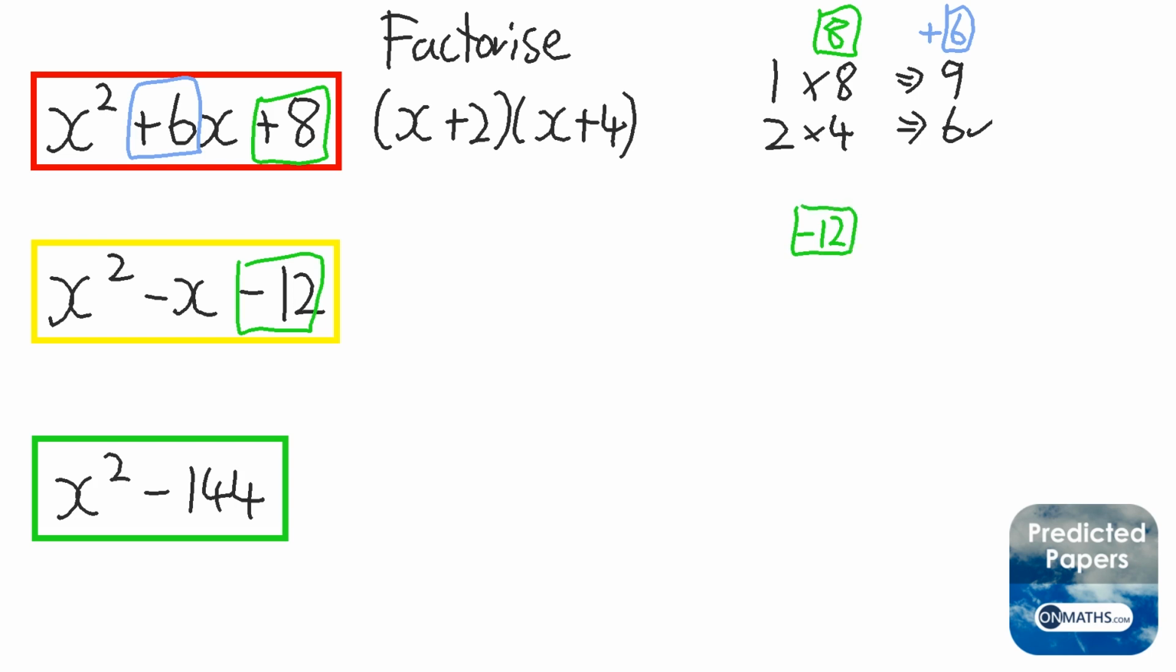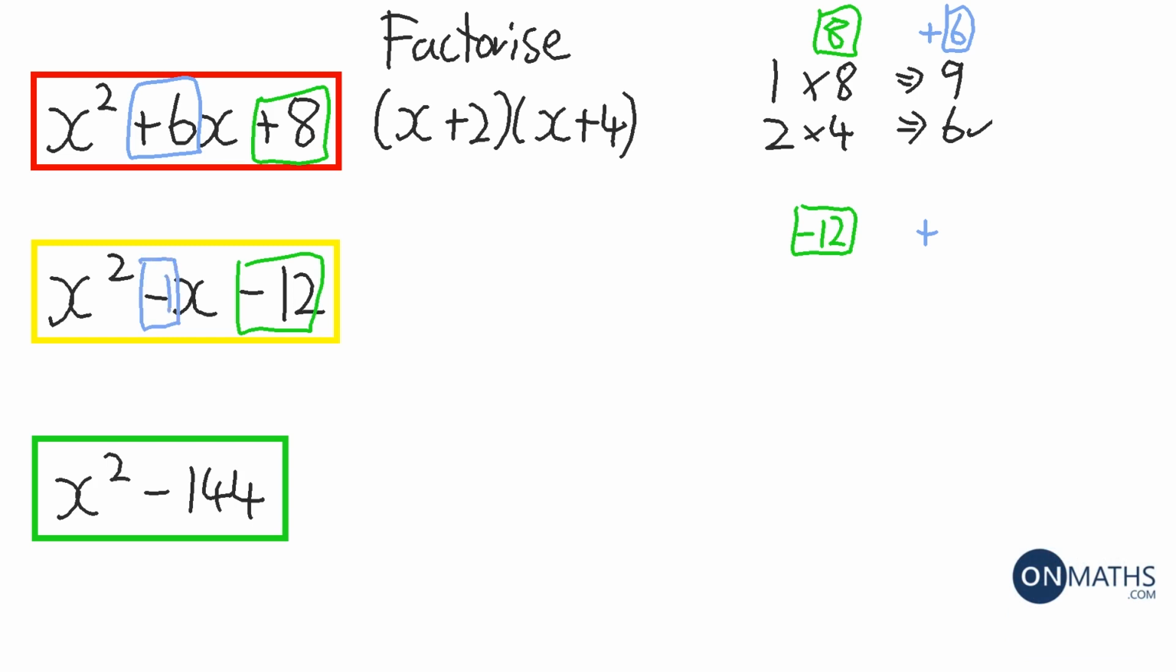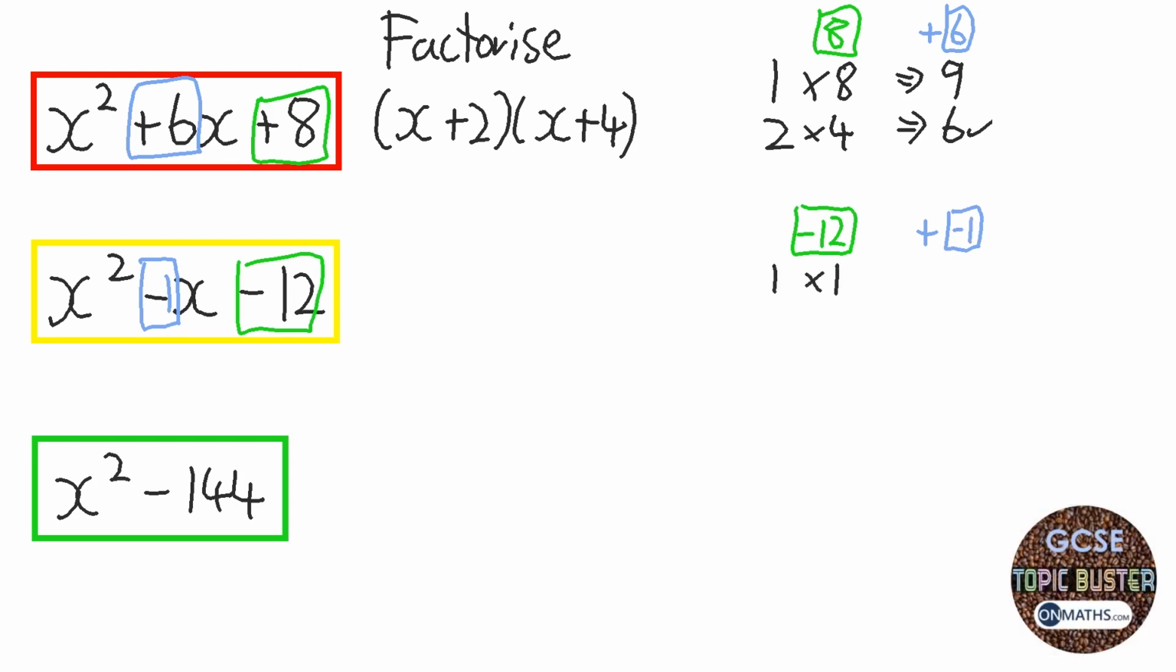Okay, next one. So we've got to multiply together to make negative 12. And we've got to add together to make, well, what number is there? Technically it's a minus 1, we just don't show the 1. So we've got to add together to make minus 1. Okay, so 1 times 12, with one of them being negative. So minus 12 and positive 1 would be minus 11. And positive 12 and negative 1 would be 11, so that's not going to work.